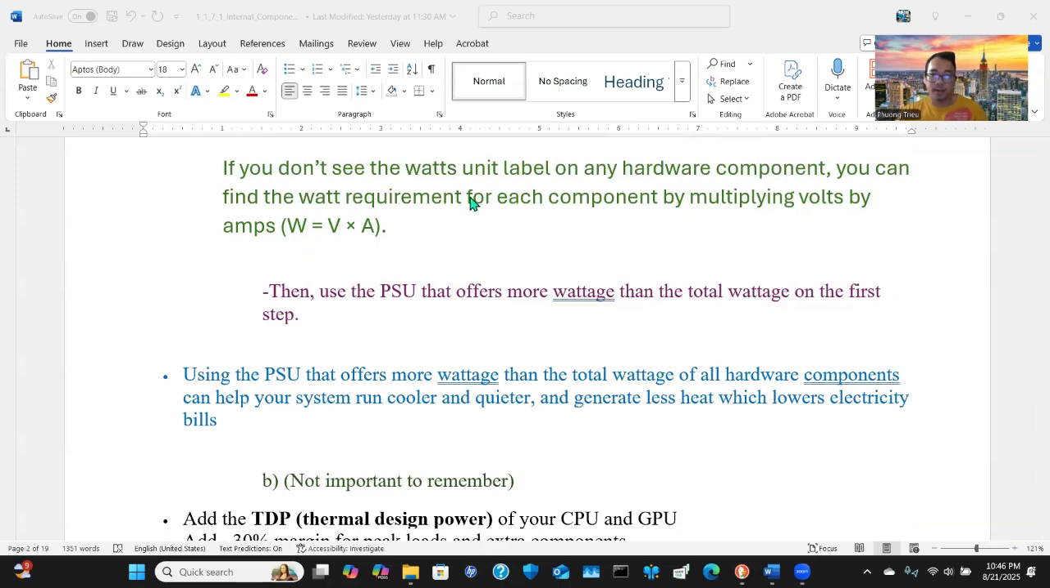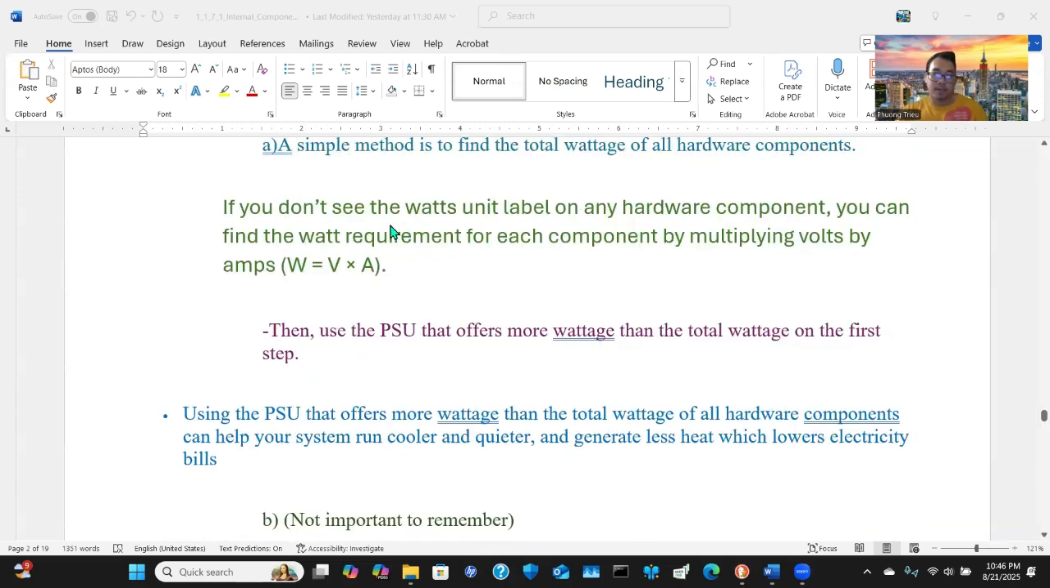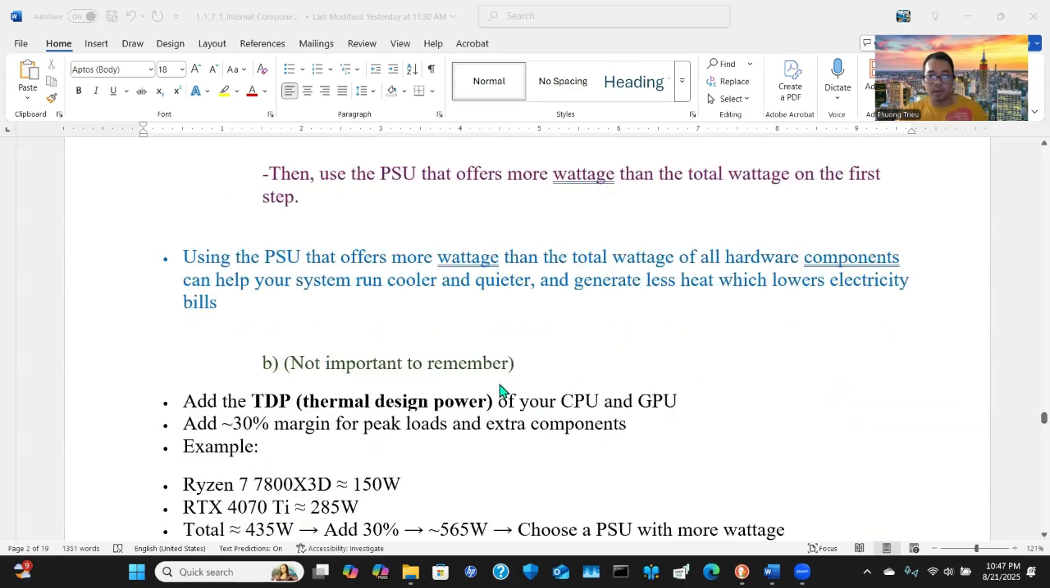W stands for watt. Then you can use the power supply unit that offers more wattage than the total wattage from the first step. When using a power supply unit that offers more wattage than the total wattage for hardware components, it will help your system run cooler and quieter and generate less heat, which lowers electricity bills.